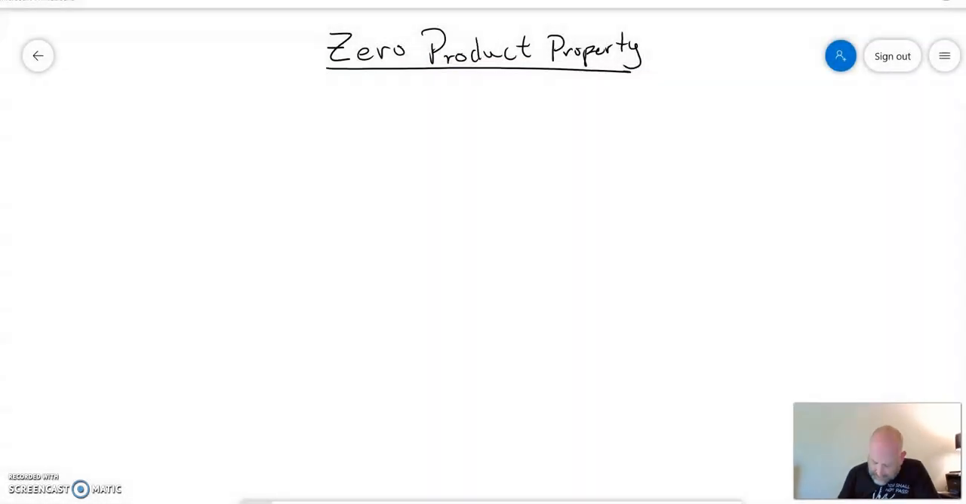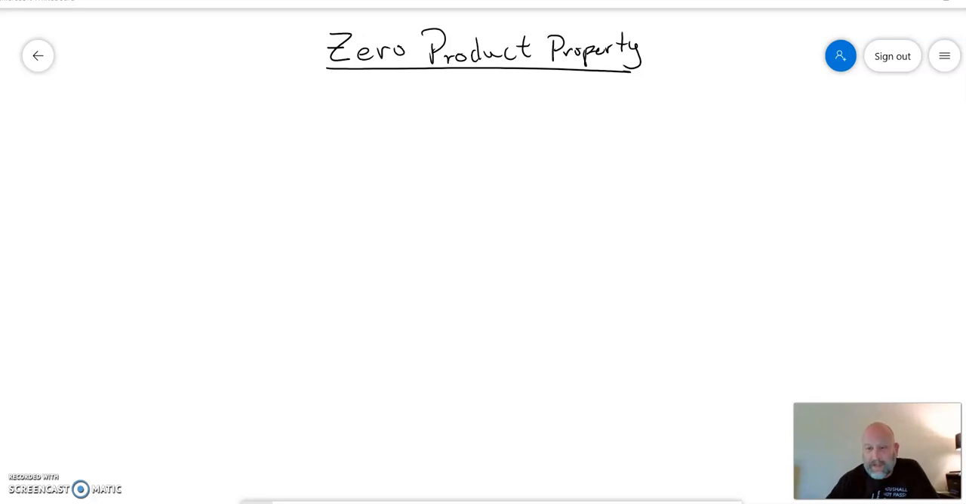Hello again, mathletes. Today what we're going to be looking at is one of the uses for factoring. We've been going through and seeing all the different ways we can factor polynomials, and one of the uses for that is to actually solve polynomial equations, so equations that have polynomials in them. To do that, we need to focus on something called the zero product property.